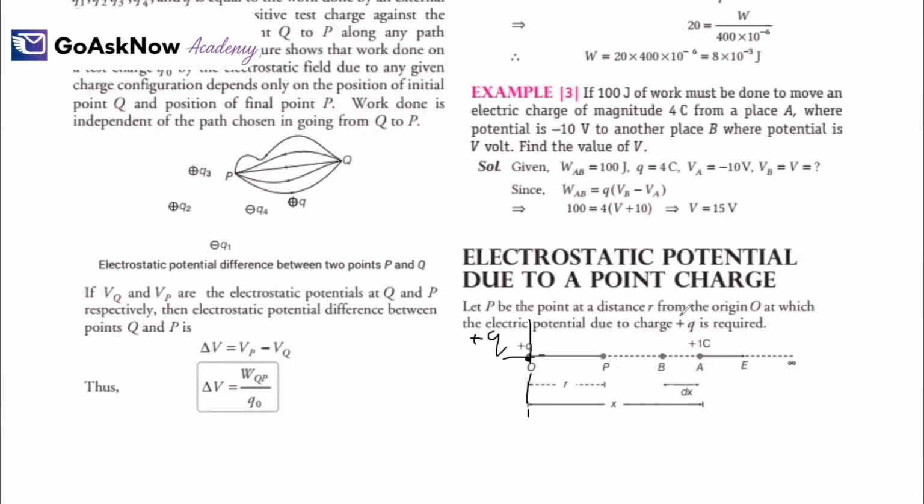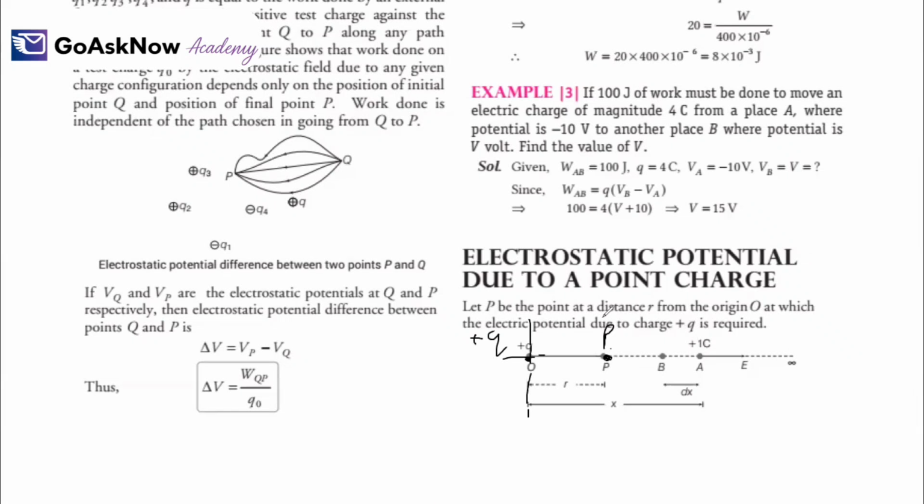So you have to find the electrostatic potential due to this charge, where a point P is located on the x-axis. Here you have to find the electrostatic potential, and the plus Q charge is your point charge. So you have to find the expression for the electrostatic potential due to this point charge at point P.